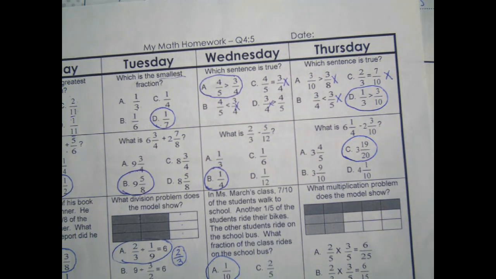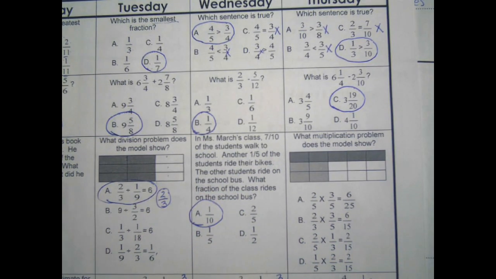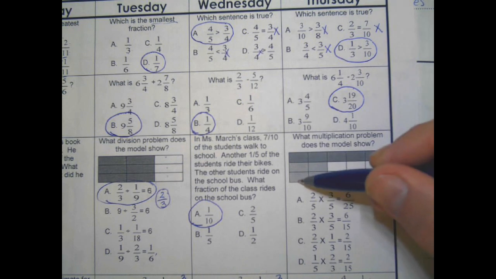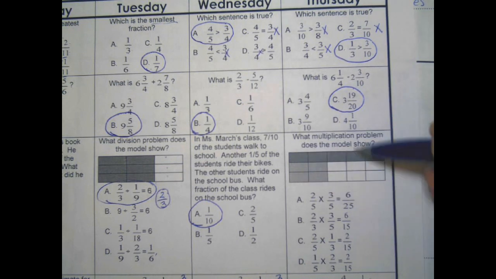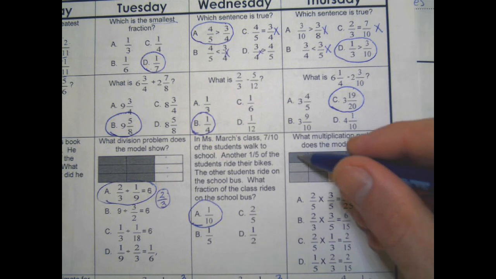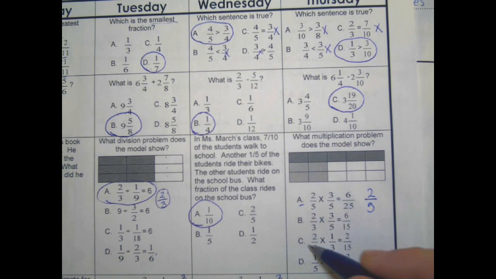The next one, it says, what multiplication problem does this model show? Alright, so remember, when we do these, we're going to want to count rows up vertically, and we're going to want to count rows side to side or horizontal. So on the first one, we're going to count rows going straight up. So we have 1, 2, 3, 4, 5. So the first one, I'll just write it over here, will be 5. And out of those 5 going up, we're having 2 shaded. So I'm looking for any of these that have 2/5. A has 2/5. C has 2/5. But B and D do not, so we'll go ahead and get rid of those right off the bat.